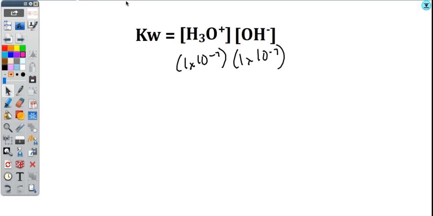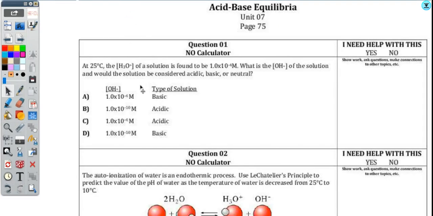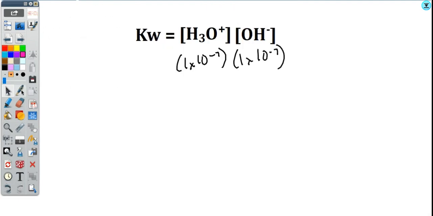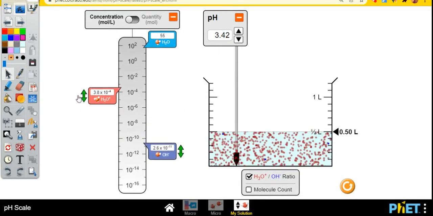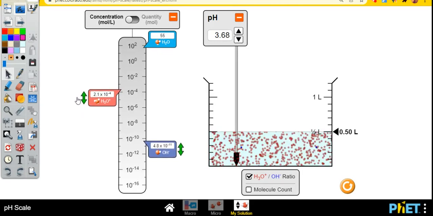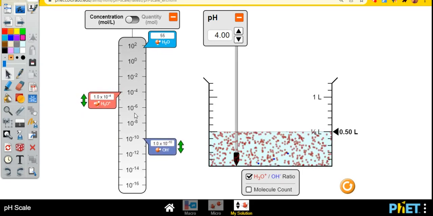And that's where we are here in this question. Recognizing that the hydronium ion concentration has increased from 1 times 10 to the minus 7 up to 1 times 10 to the minus 4, and in order to keep Kw constant at constant temperature, this concentration must go down. And so as you look at it in the simulation, I'm going to drop this all the way up here to 1 times 10 to the minus 4, which means that the hydroxide has gone down to 1 times 10 to the minus 10.